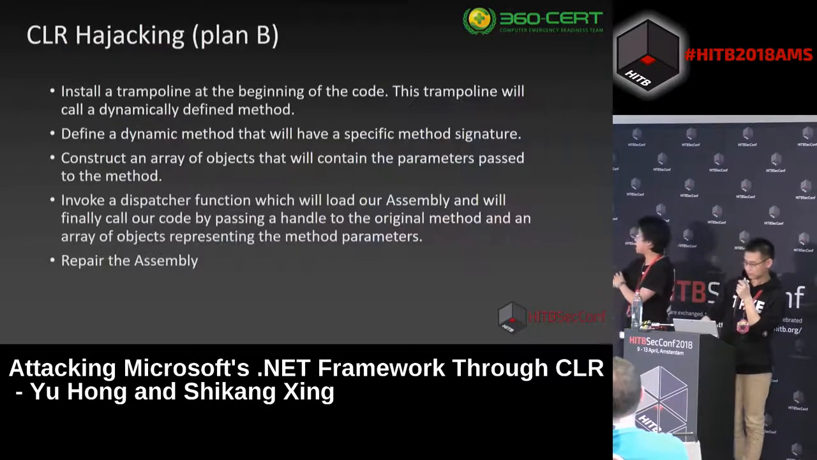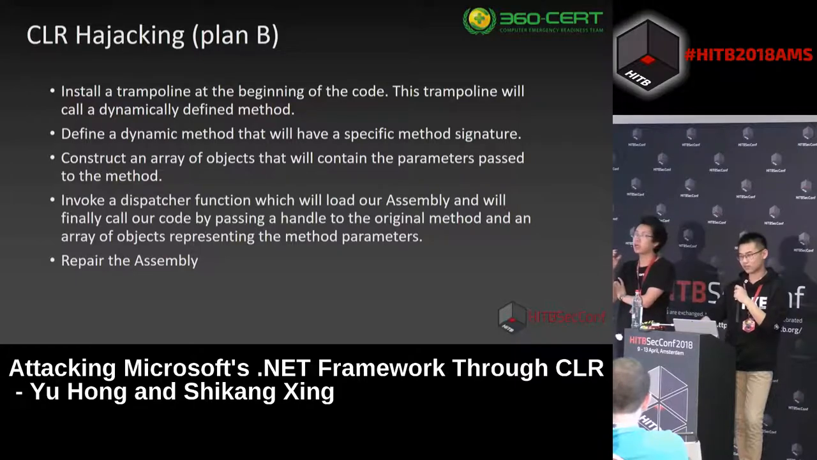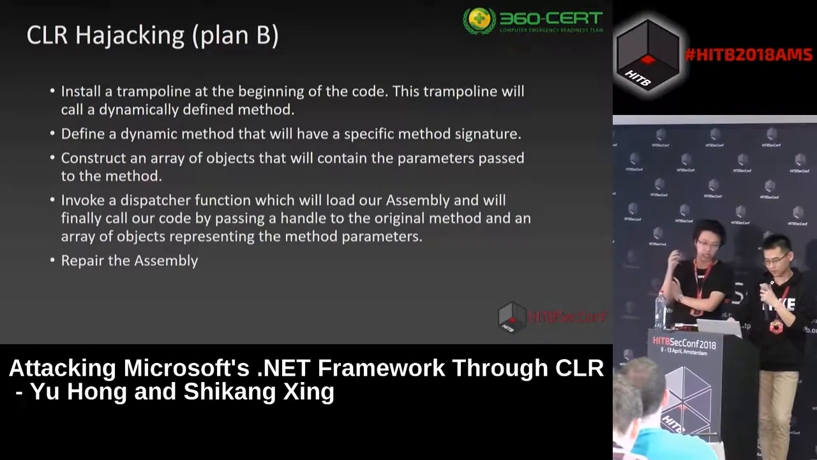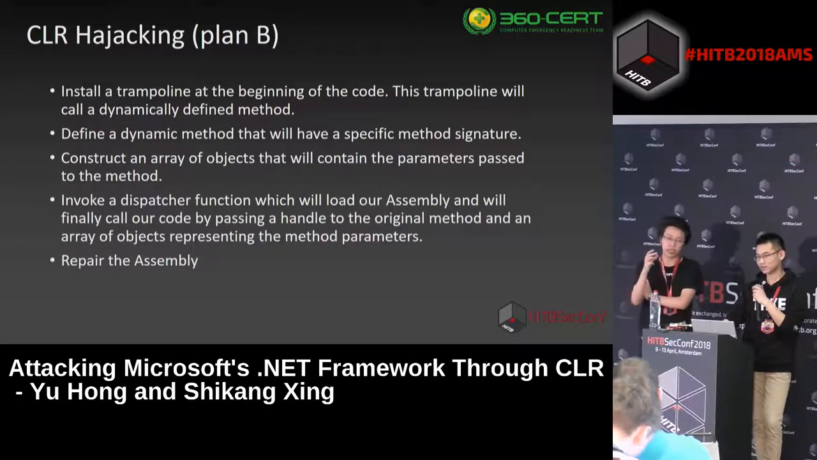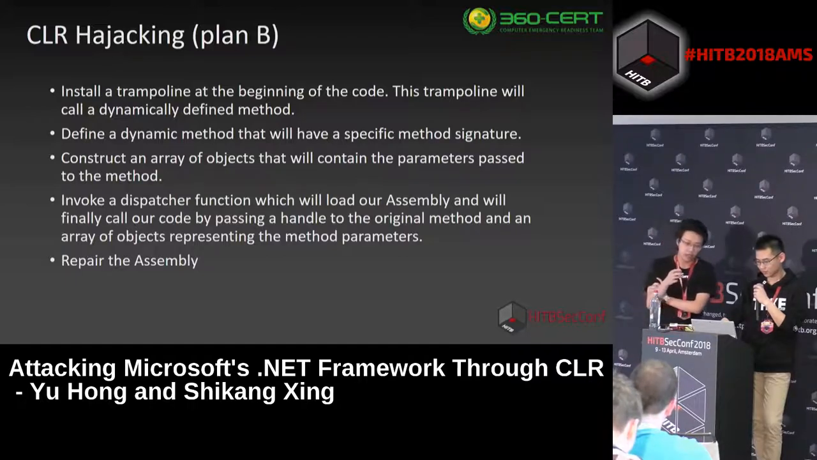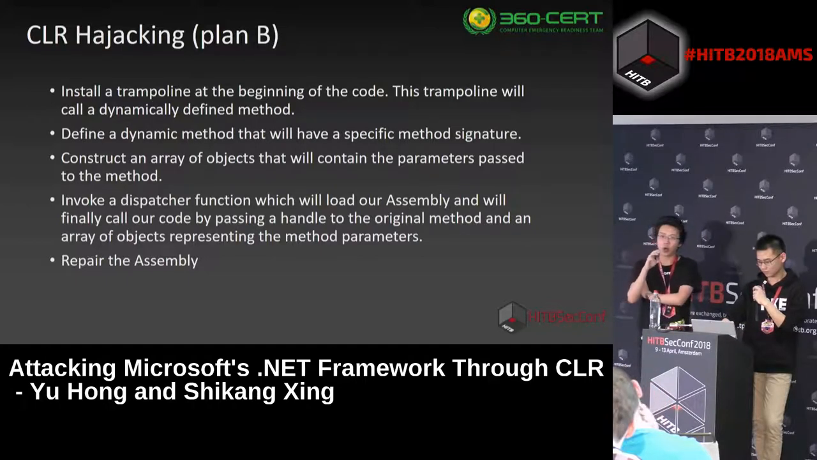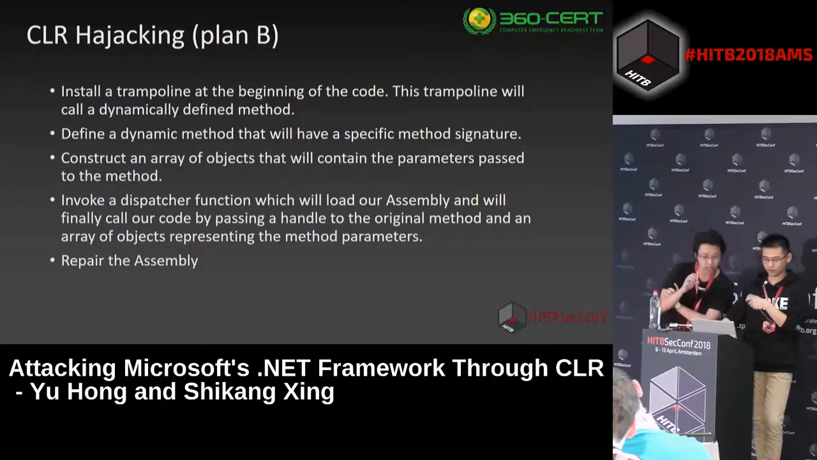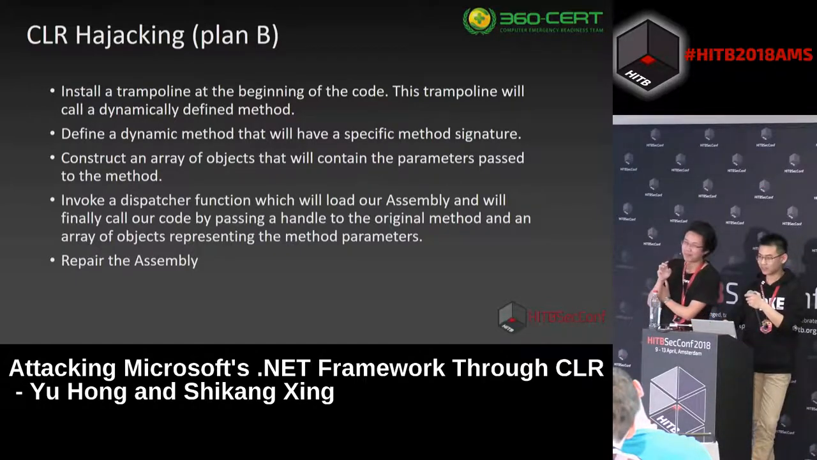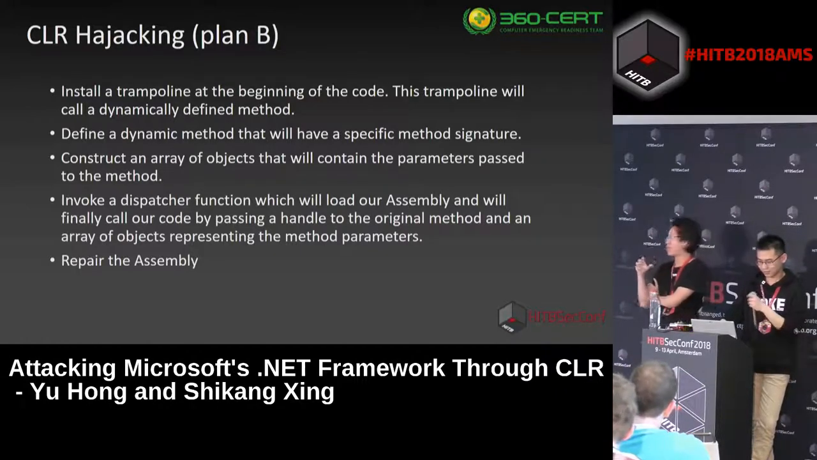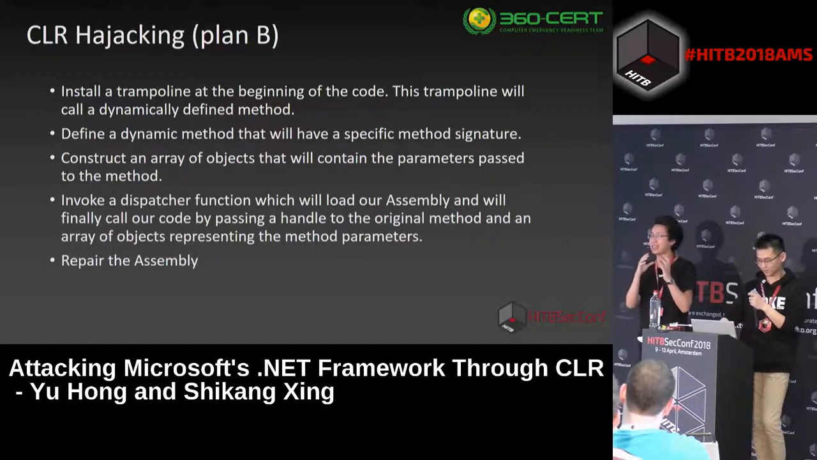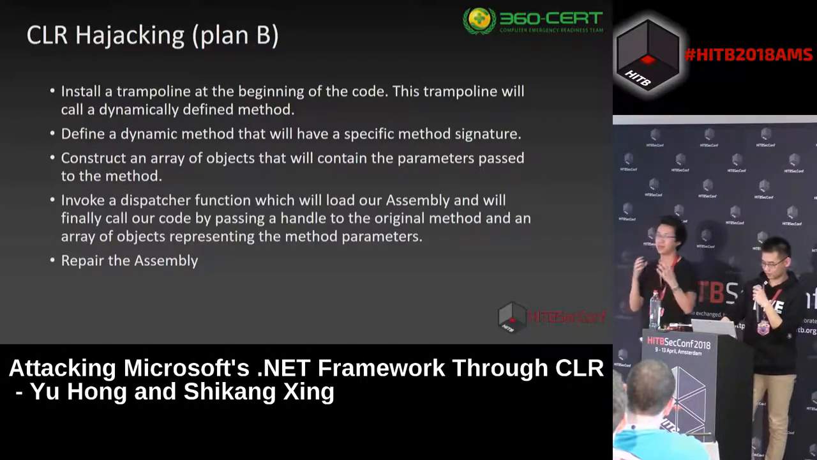In the last page, plan B was proposed by the Fracker magazine. This solves the problem that plan A doesn't solve. He can install a trampoline in the beginning of the code, so the attacker can call the dynamic function. Plan B is better than plan A. Plan A has some limits, so plan A can't call the dynamic method.